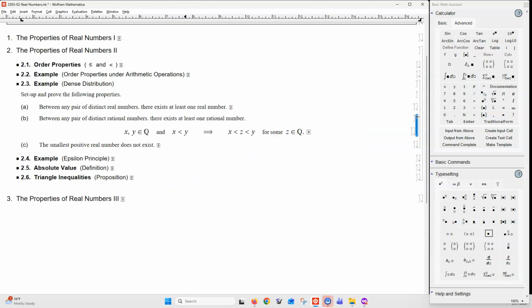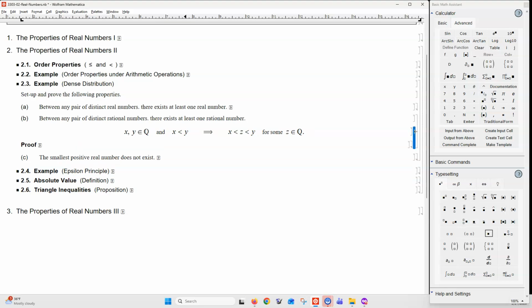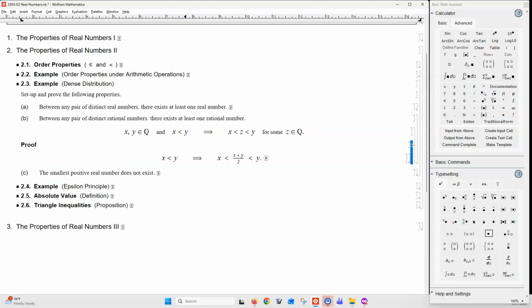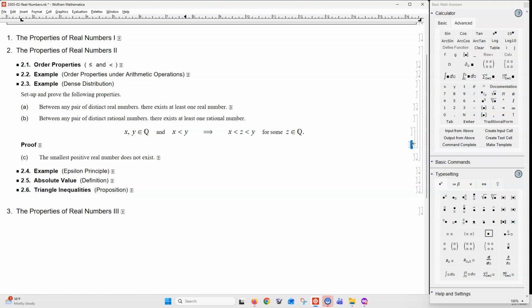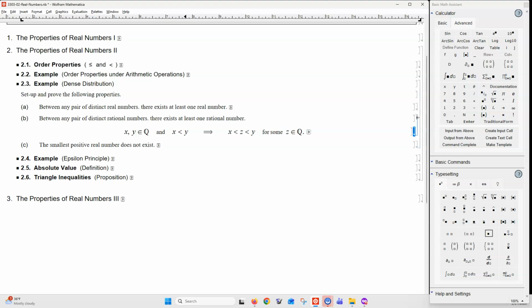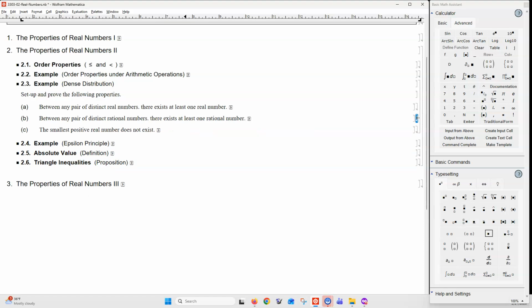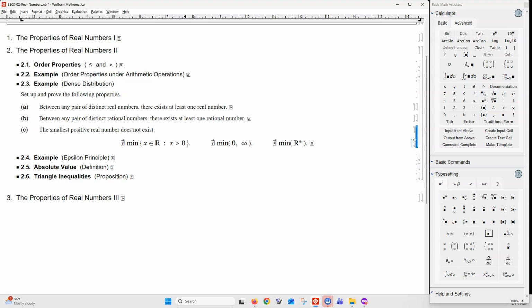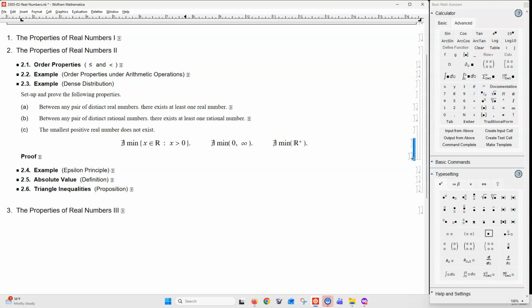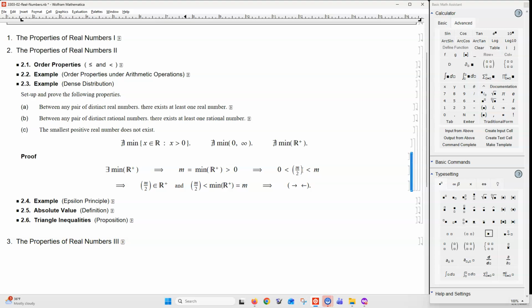And you can do exactly the same thing for rational numbers. That's a rational number too, right? How about irrational numbers? Between any pair of irrational numbers, can you always find at least one irrational number in between? Think about that. It's not that easy. And as for this one, any positive real number and 0, you can find something in between. So that cannot be the minimum.